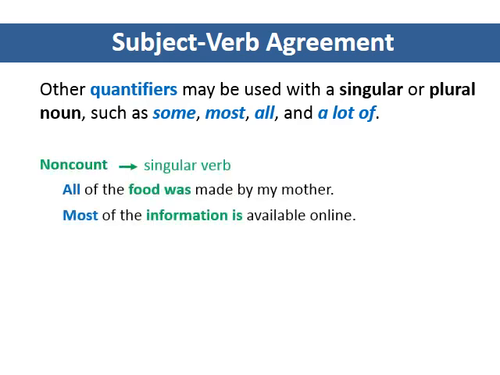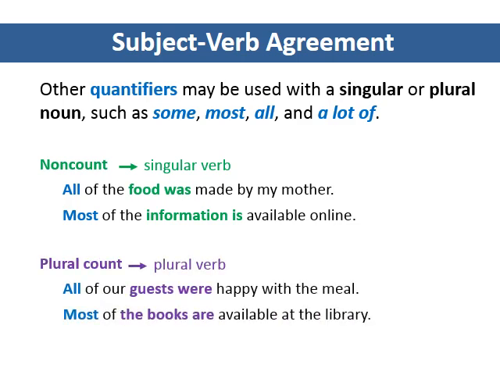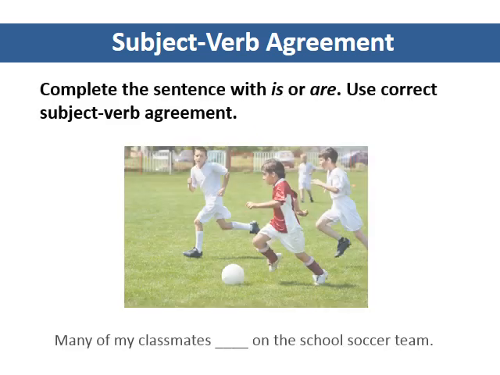Quantifiers used with non-count nouns are followed by third-person singular verbs, such as was and is. Quantifiers used with plural count nouns are followed by the plural form of third-person verbs, such as were and are. Complete the sentences with is or are. Use the correct subject-verb agreement.